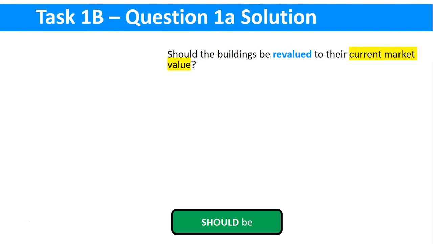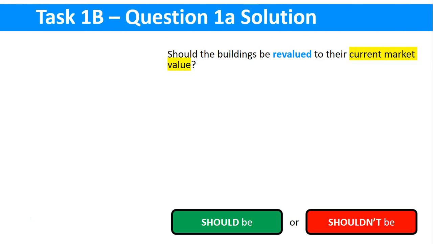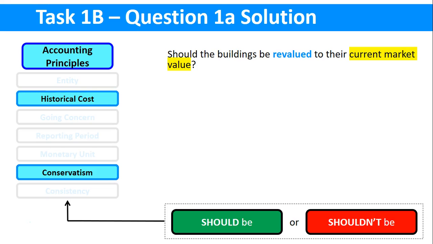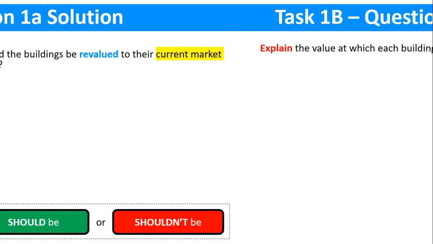So what we're going to do is figure out whether or not we should revalue these buildings to their current market values. The different accounting principles will say different things. There's no right answer here. In the real world, different things happen for different reasons. Sometimes we do revalue things, other businesses don't. So what we're going to look for is an argument either for or against, and we're going to use the historical cost principle and the conservatism principle.